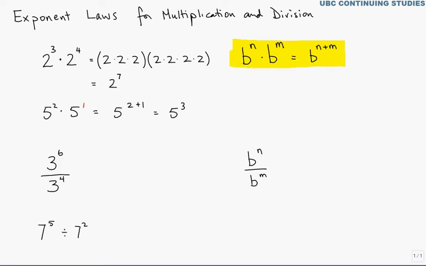Let's take a look at what happens with division. So I've got division, two examples, one written with a fraction, one written with a division symbol. They're both equivalent, really. So what is 3 to the power 6? It means you take that base 3 and you write it 6 times. So 1, 2, 3, 4, 5, 6. All of these 3's are being multiplied by one another in the numerator. In the denominator we have 4 3's. So we've got 1, 2, 3, 4.